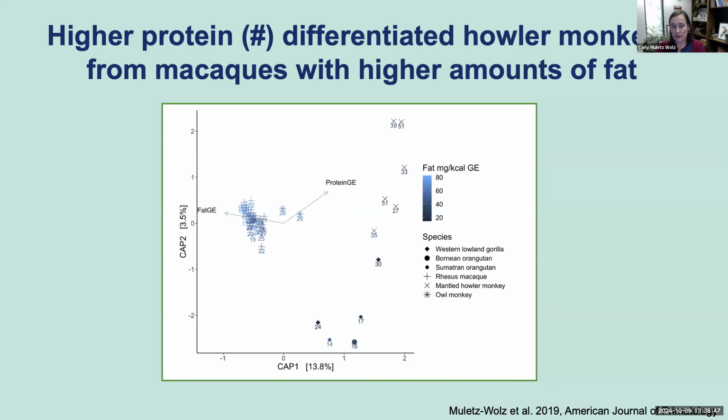For 6 species we had the nutrient composition of the milk. We had sugar, fat, and protein, so the general energy coming from each of those nutrient profiles. Sugar was not significant in this model, but protein and fat were. The mantled howler monkeys had more protein, which was explaining their differentiation from the macaques, which had higher amounts of fat in their milk. So this links the nutritional profile of the milk to what the microbial community looked like.